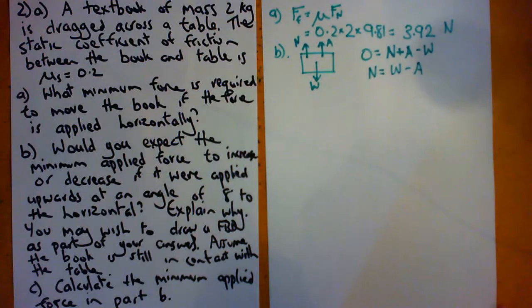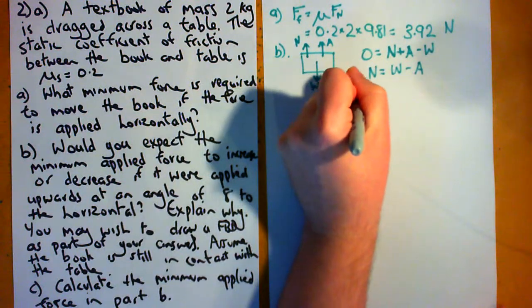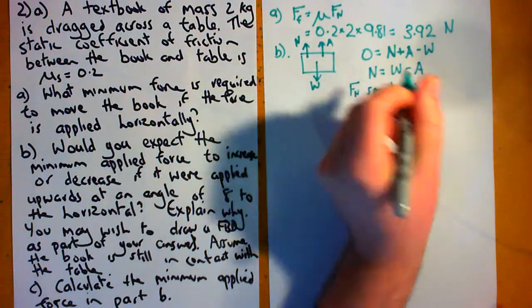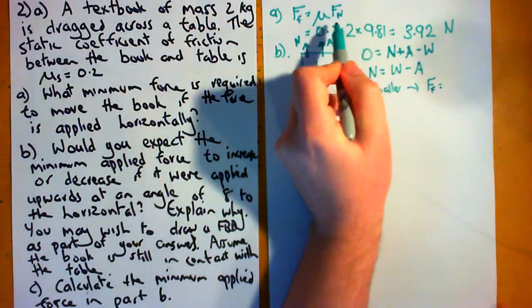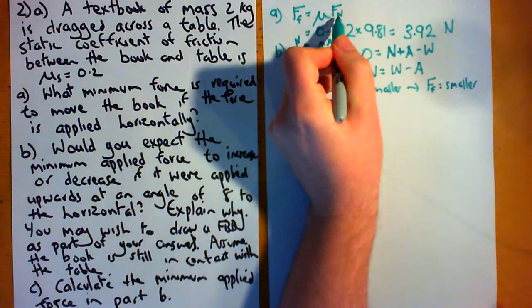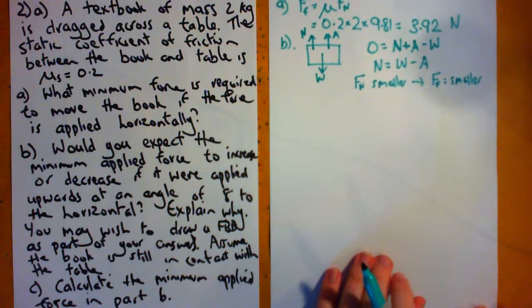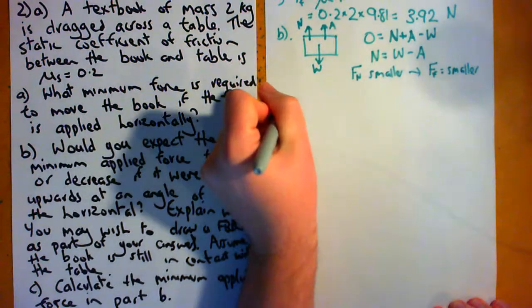So since we've got an upwards applied force, the normal force is going to be less, and that's because the applied force is reducing the amount that the table needs to do in order to support the weight of the textbook. So the normal force Fn is smaller, and therefore we're expecting the friction force, which is a constant times the normal force, to be smaller as well. Because if Fn gets smaller, then Ff gets smaller as well for the same coefficient of friction.